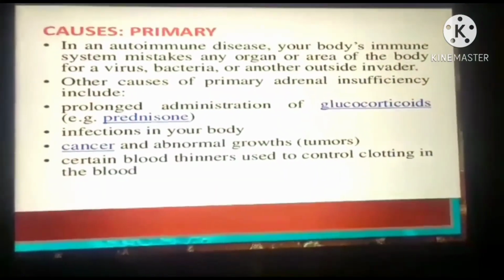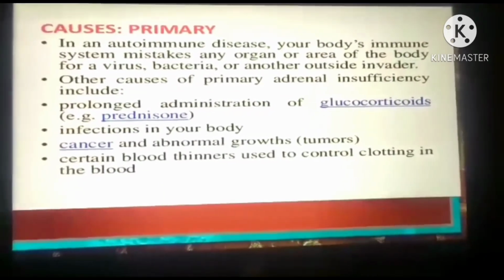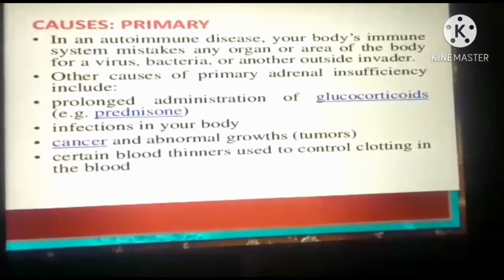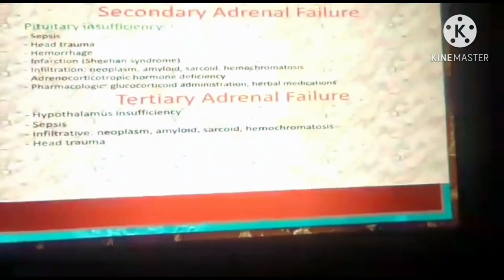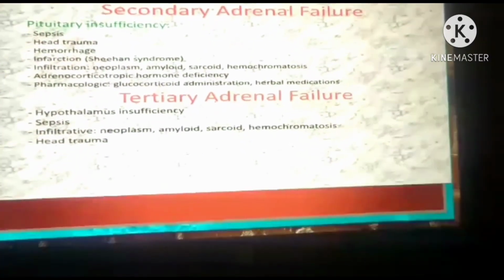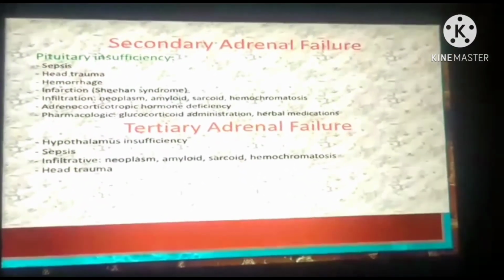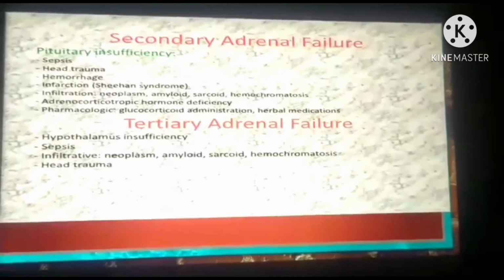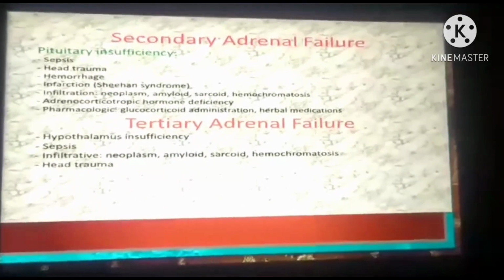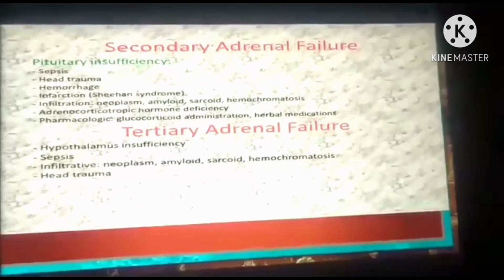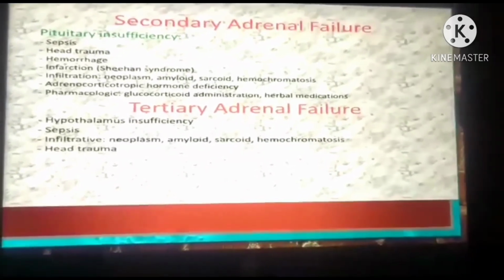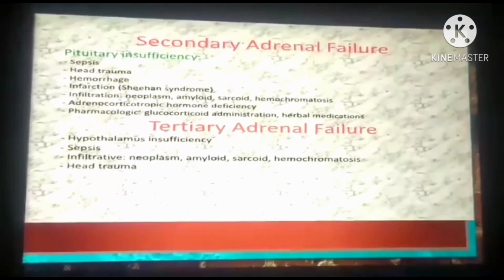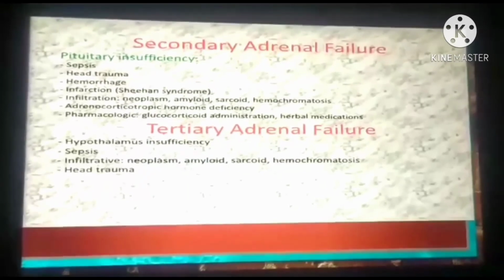There are three types of adrenal insufficiency. Primary adrenal insufficiency. This condition develops when the adrenal gland itself does not function well and cannot make enough cortisol. Secondary adrenal insufficiency. This occurs when the pituitary gland does not make enough of a hormone called adrenocorticotropic hormone, ACTH. Without ACTH, the adrenals do not receive a signal to make cortisol. Tertiary adrenal insufficiency. This occurs when the brain cannot produce enough corticotropin-releasing hormone.